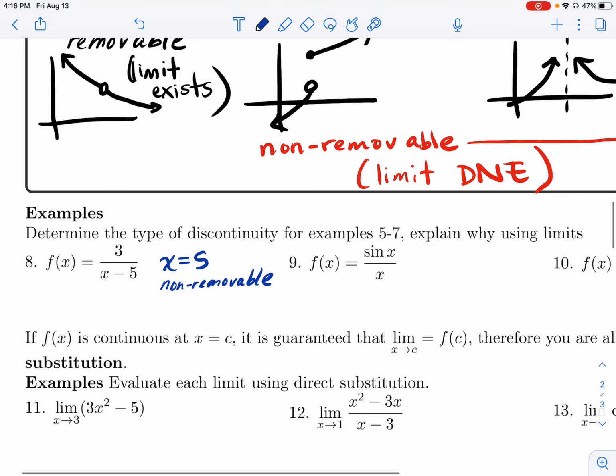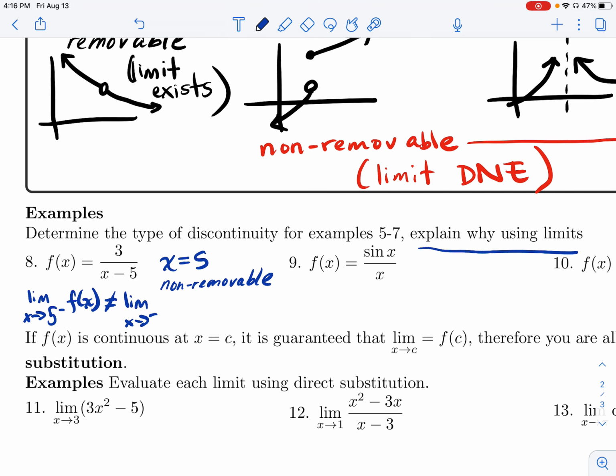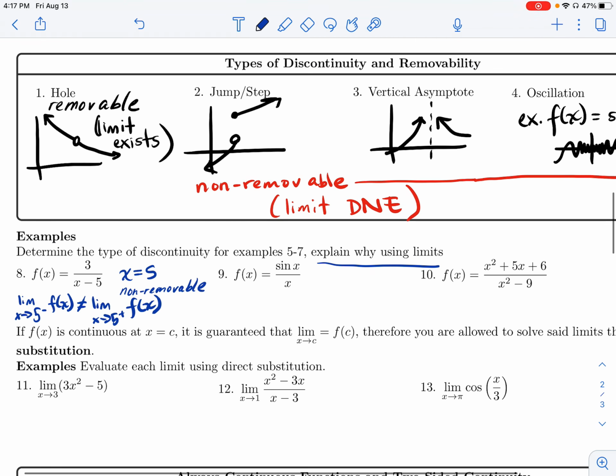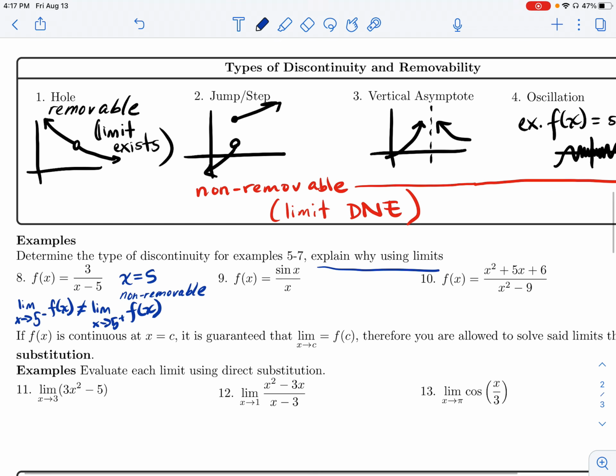However, how can we use limits to describe what type of non-removable discontinuity that is? We would say the following. We would say the limit as x approaches 5 from the left-hand side is actually not equal to the limit as x approaches 5 from the right-hand side. Because these limits don't agree with one another, this limit does not exist. Therefore, this is now qualified as a non-removable discontinuity. So I encourage you to pause the video right now and try these, and then you can check your solutions with what I have uploaded to my website.